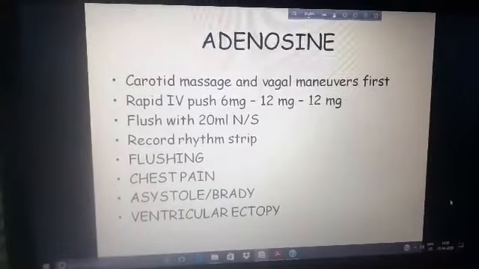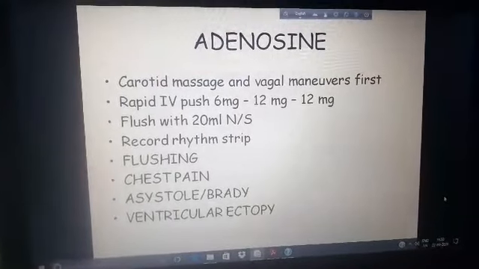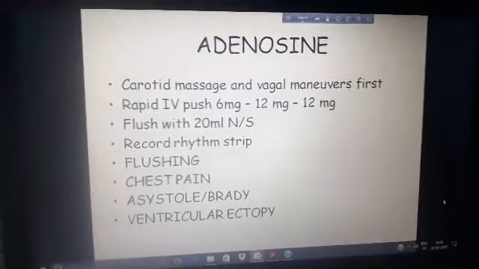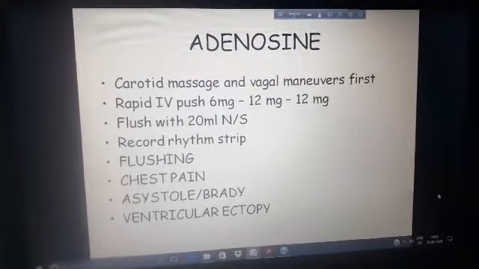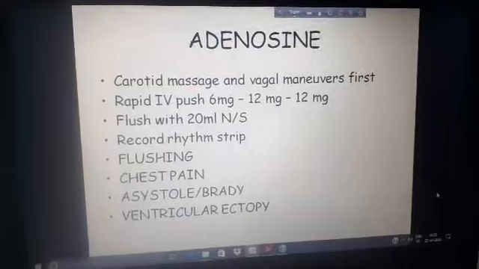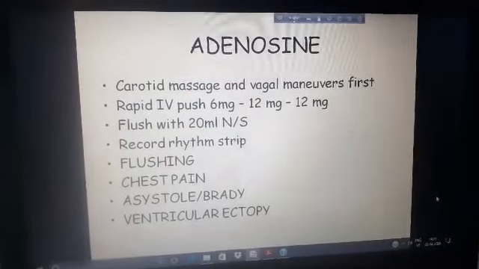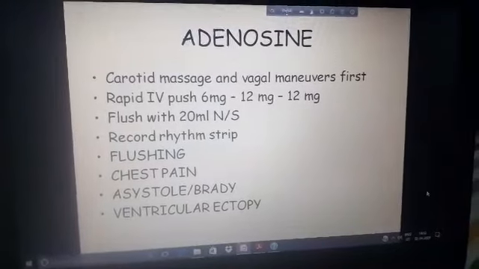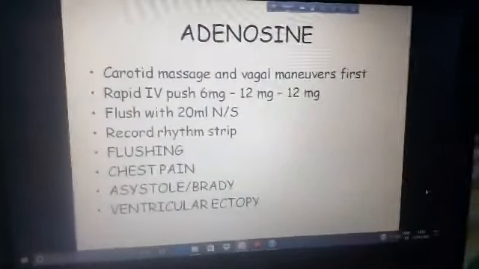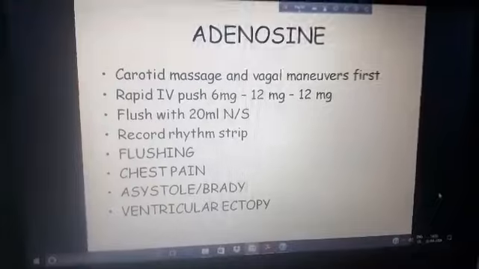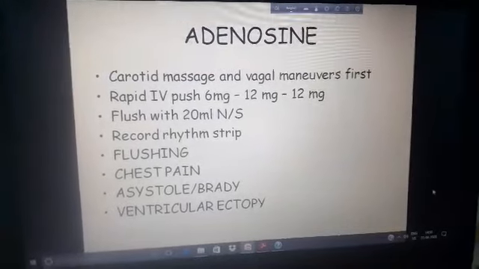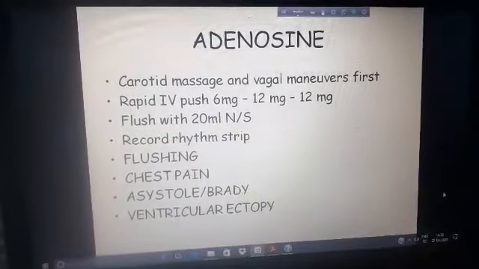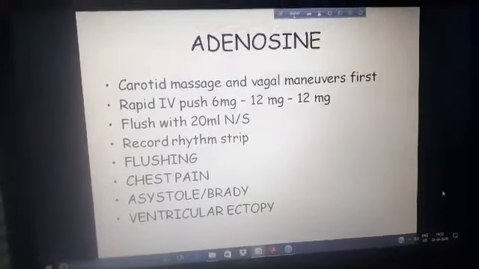So carotid massage and vagal maneuvers are done first. Vagal maneuvers actually will increase the refractoriness of the AV node, and often SVT can be treated by this vagal maneuver also. But when it is not successful, then we give adenosine. And remember, adenosine should be given in a large vein, preferably a central vein. After the injection of the adenosine, we have to keep another syringe ready, and with that syringe we push the adenosine.